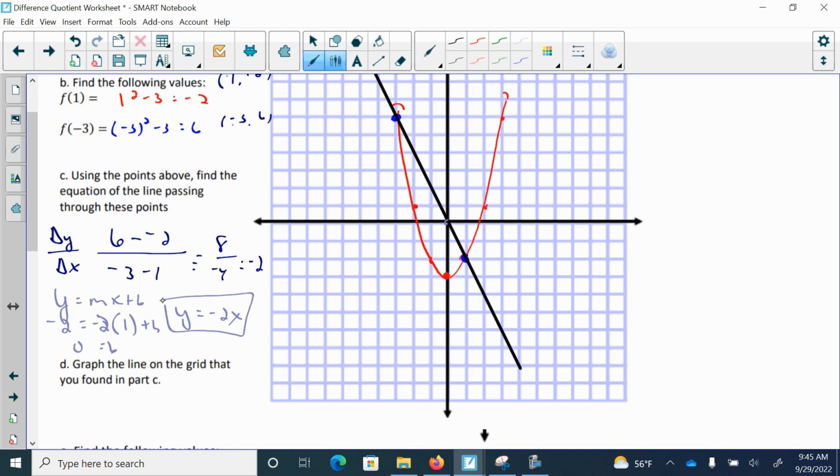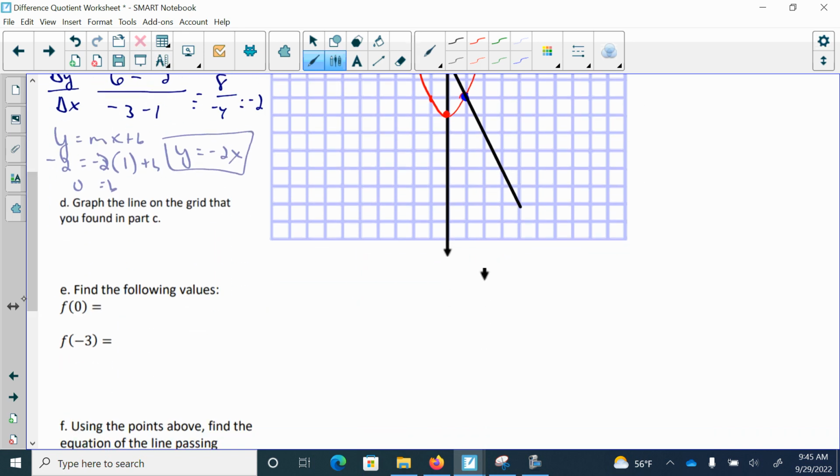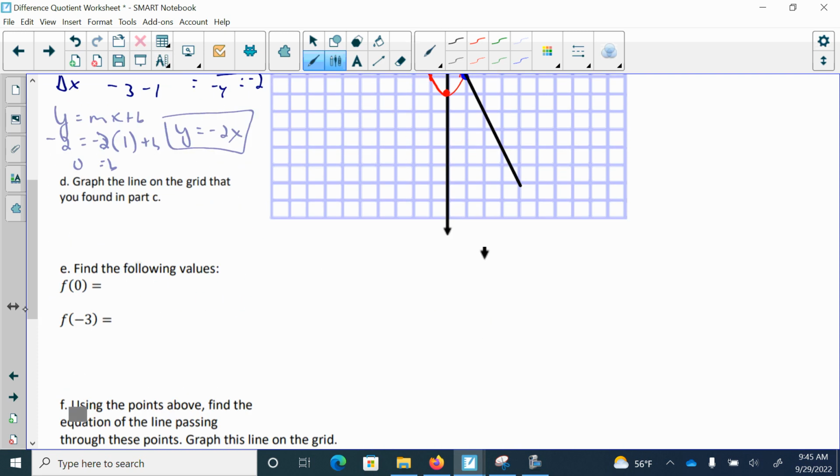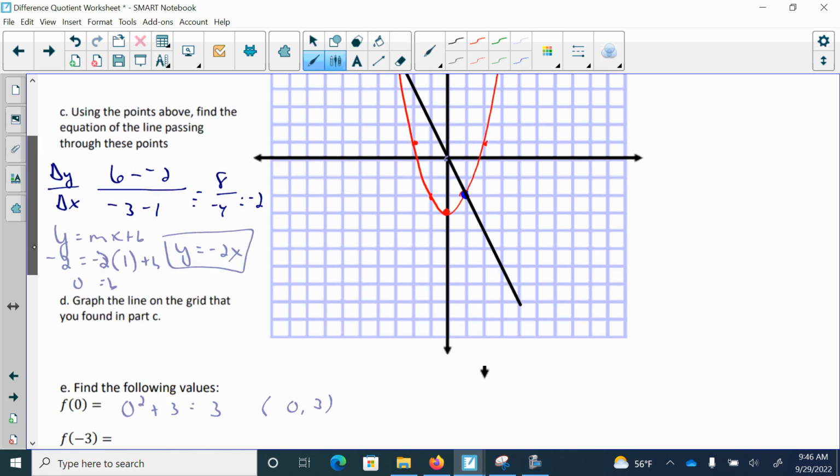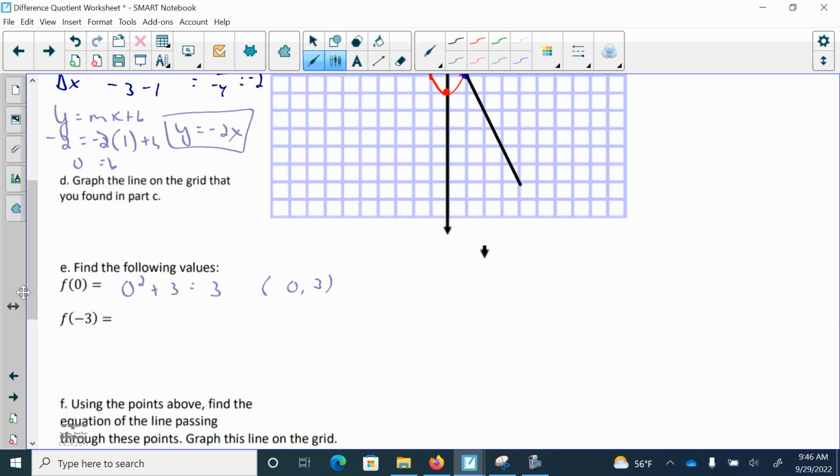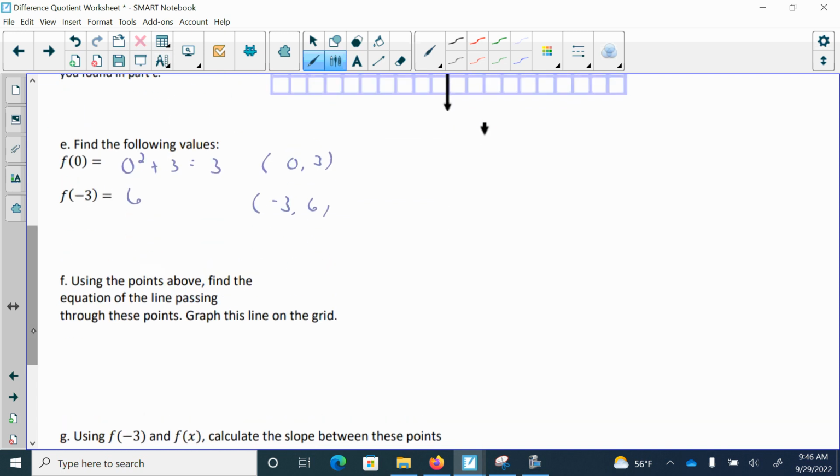And then graph the line on the grid. I did that. And then find the following value. So now I want to find f of 0. So I'm going to take 0 squared plus 3 and get 3. So that's the point 0, 3. I'm going to do negative 3, which I already did, so I'm not going to do that work again. Negative 3 was 6. Do we agree? So negative 3, 6. And then I think it wants me to find the equation of the line passing through those points. So the change of y over the change of x. So 6 minus 3 over negative 3 minus 0. And I'm going to get 3 over negative 3. That can't be right. Is that right?